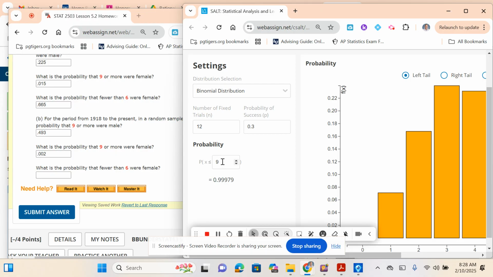Now, fewer than 6, remember, the temptation is to put 6 there. But that is not correct, because that includes 6, since this is less than or equal to 6. You need to put 1 less than that number in there, because fewer than 6 would be 5 and below. Fewer than 6 does not include 6. 6 is not fewer than 6. So you would put 5 and below, meaning 5, 4, 3, 2, 1. So you put 1 less than that number there and you get 0.882.